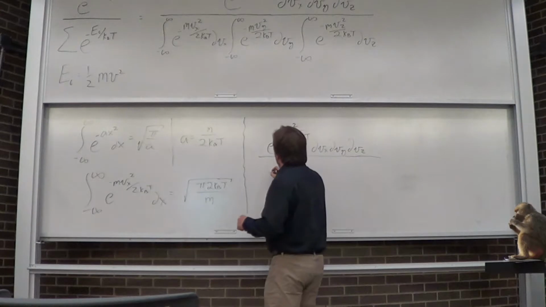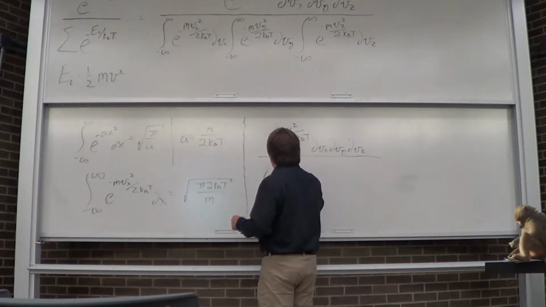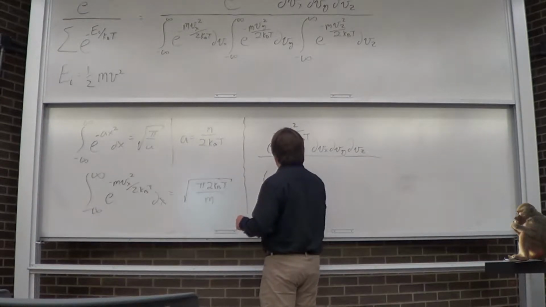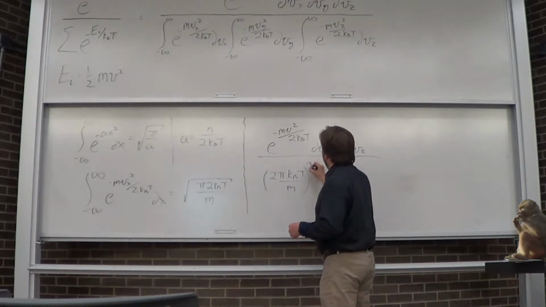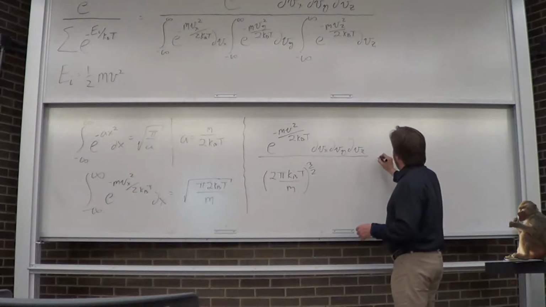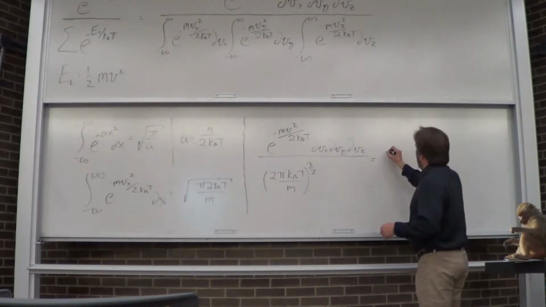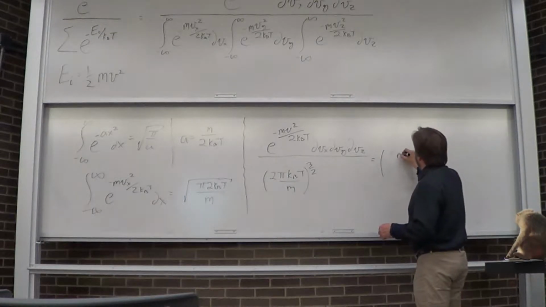Okay, and then these guys on bottom end up being pi kB T over m. I like to put the 2 in front, and there's 3 of them. So again, there's your multivariable calc. And so this ends up being where we're almost done. Now again, I'm just doing some algebra.